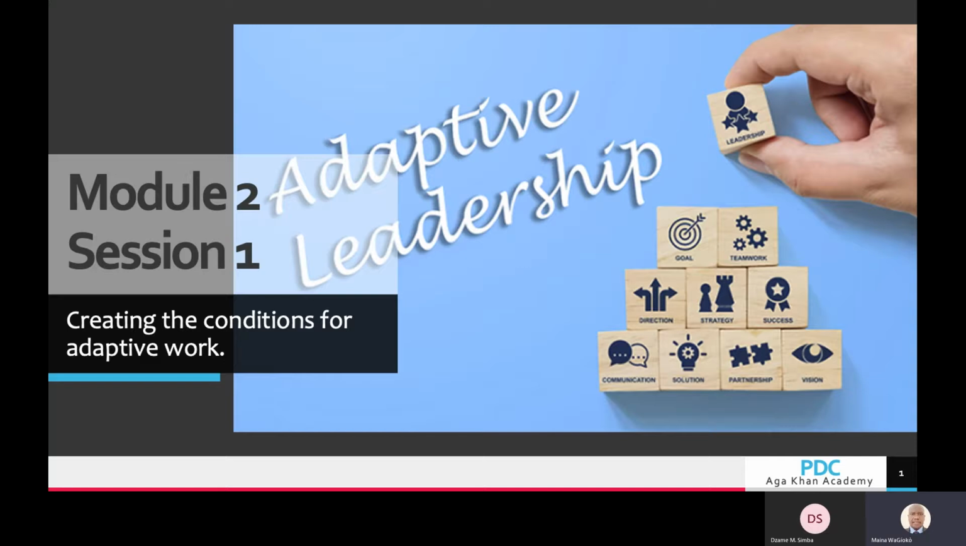Welcome to our session on adaptive leadership. This is module 2, session 1, and we are looking at creating the conditions for adaptive work. When we did module 1, we were looking at what is adaptive leadership. Now we are beginning module 2, which is today's session and tomorrow. Then hopefully next week we'll have module 3, which is the final module, where we'll be looking at the back to school package.